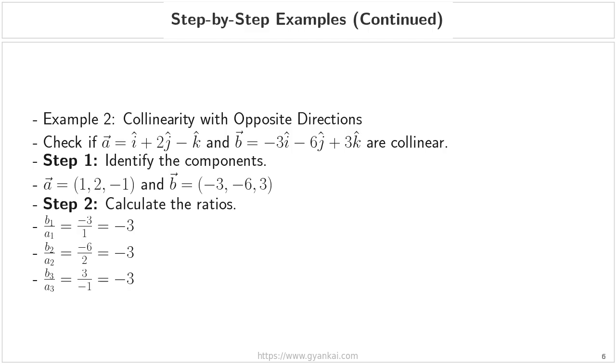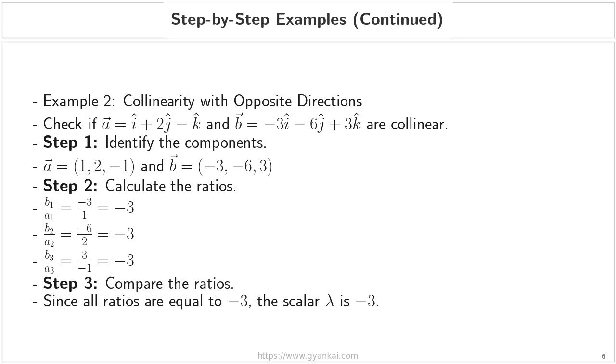First, the ratio of the x components, which is negative 3 divided by 1, gives us negative 3. Moving to the y components, negative 6 divided by negative 3 gives us negative 3. And finally, for the z components, 3 divided by negative 1 also results in negative 3. Now, for step 3, we compare these ratios. As you can see, all three ratios are exactly equal to negative 3.